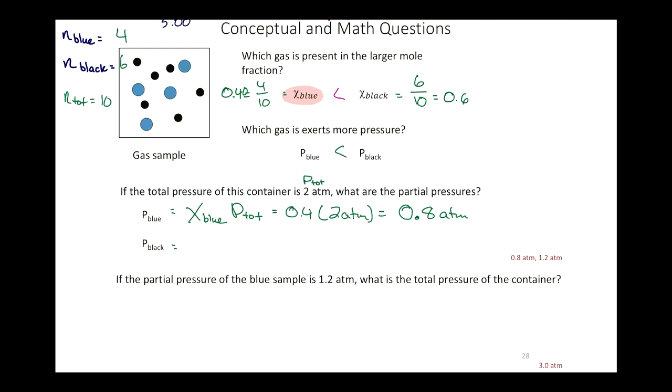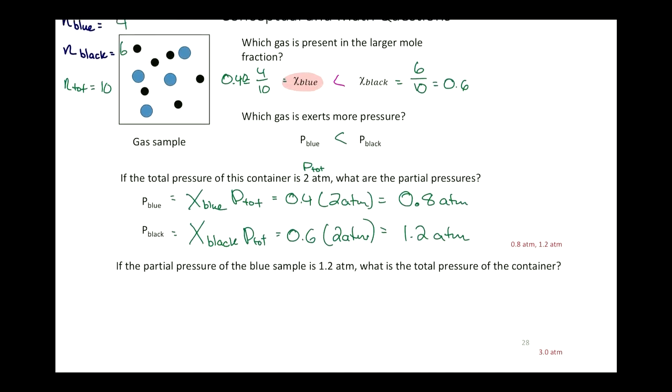But we can calculate it as well, because it's the same idea: the mole fraction of the black particles times the total pressure has to equal the partial pressure of black. So it would be 0.6 in this case times the total 2 atmospheres equals 1.2 atmospheres. So those are the partial pressures of both of the components. They add up to the total pressure here. And so the relationship is via the mole fractions that we initially calculated.